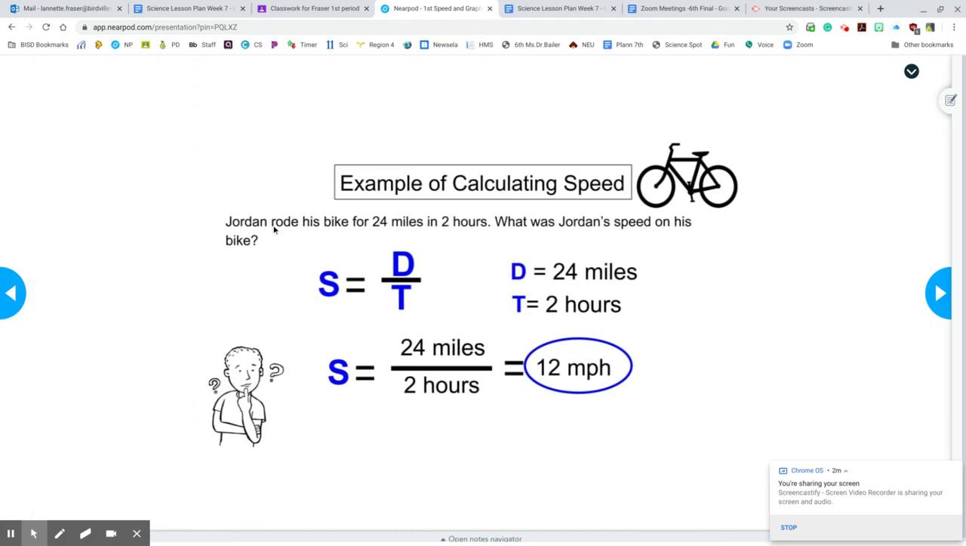And here's an example. You will be doing some math this week. Yay, it's been a while. Jordan rode his bike for 24 miles in 2 hours. What was Jordan's speed on his bike? So you take the distance of 24 divided by the 2, and you will get the 12. Always be cautious. It's not always distance that's given first. Sometimes the time is first. So make sure your distance always goes on top so you can divide that quickly.